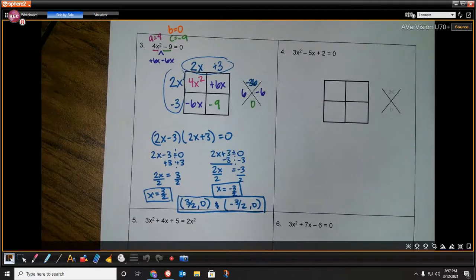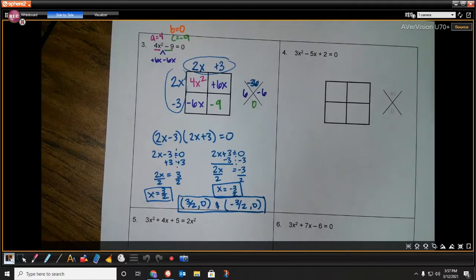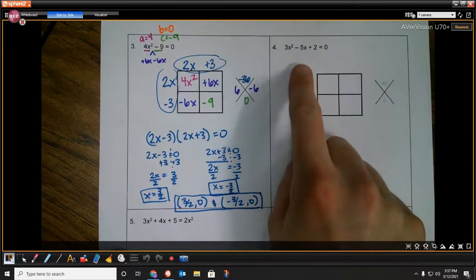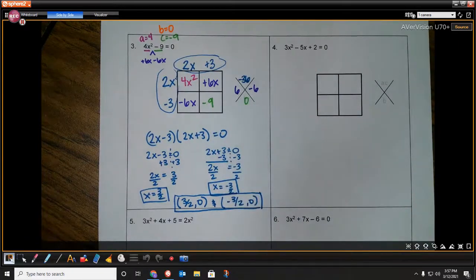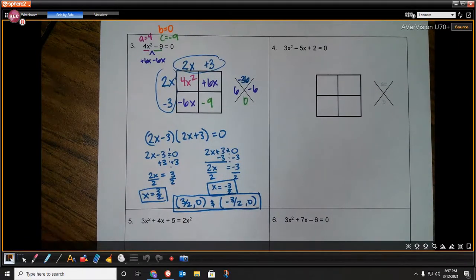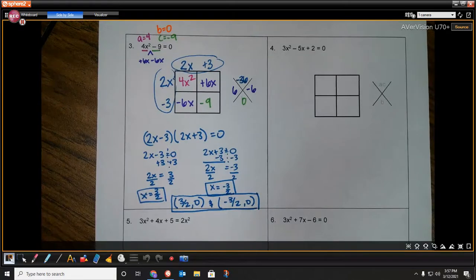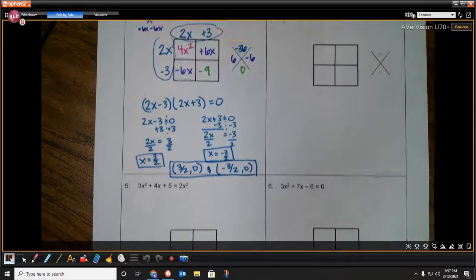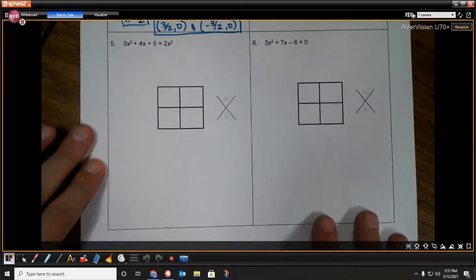All right, and so yes, don't forget, you can always graph your equation. So I want you guys to try that with number 4 and see how you guys do. You can pause the video and try to do number 4. All right, and then we're going to jump down here to number 5.